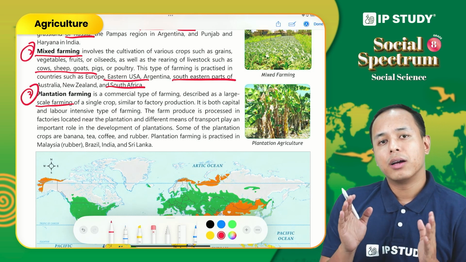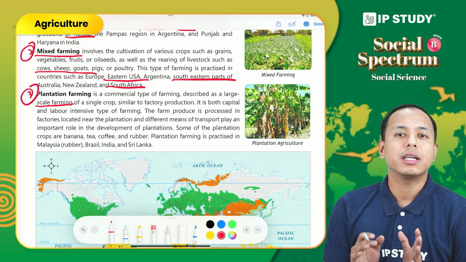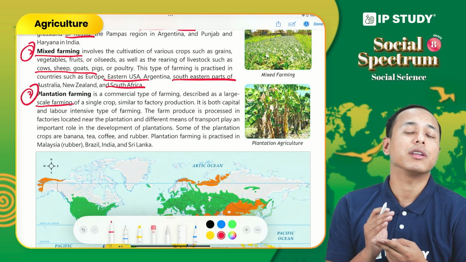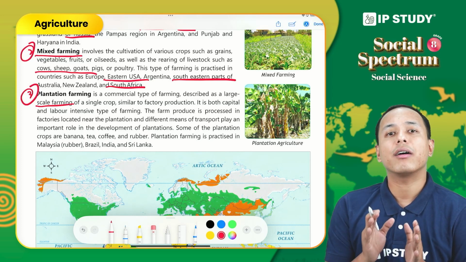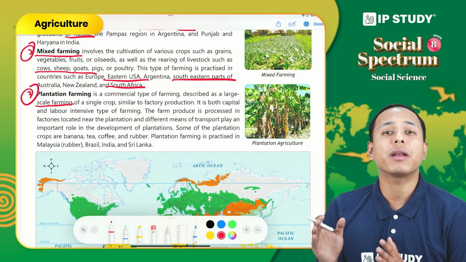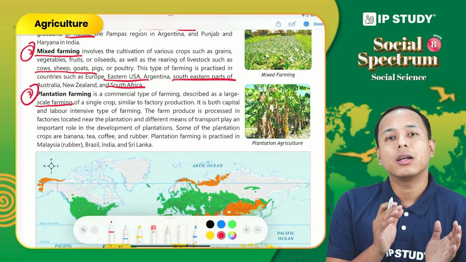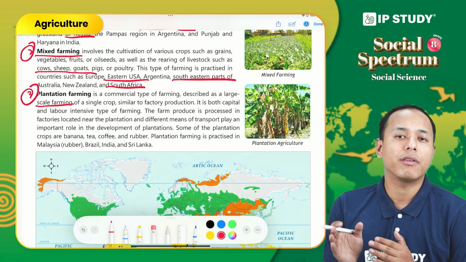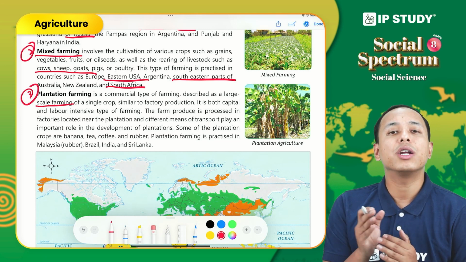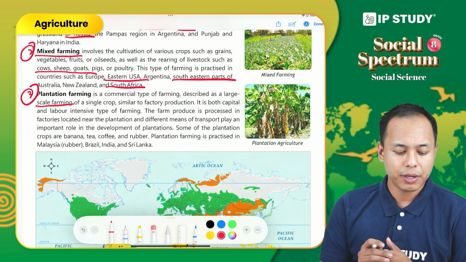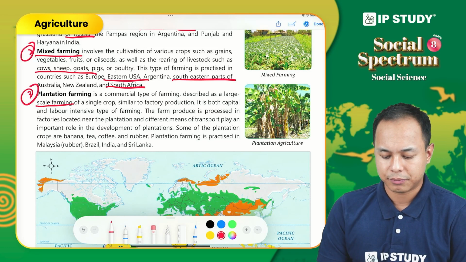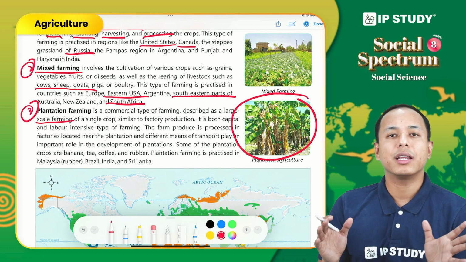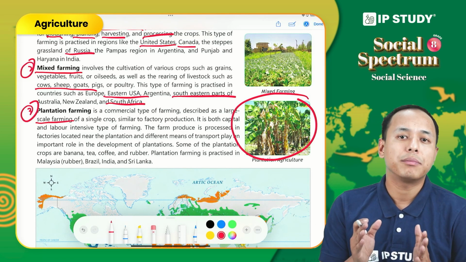Okay. And one feature is there. In plantation farming, factory and transportation network are very important because we normally find a factory located close to the plantation area, and in order to harvest and transport the product to the factory, a good network of transportation is also required. Okay, so this is plantation farming. See here, banana plantation. Large area dedicated to cultivation of a particular crop.